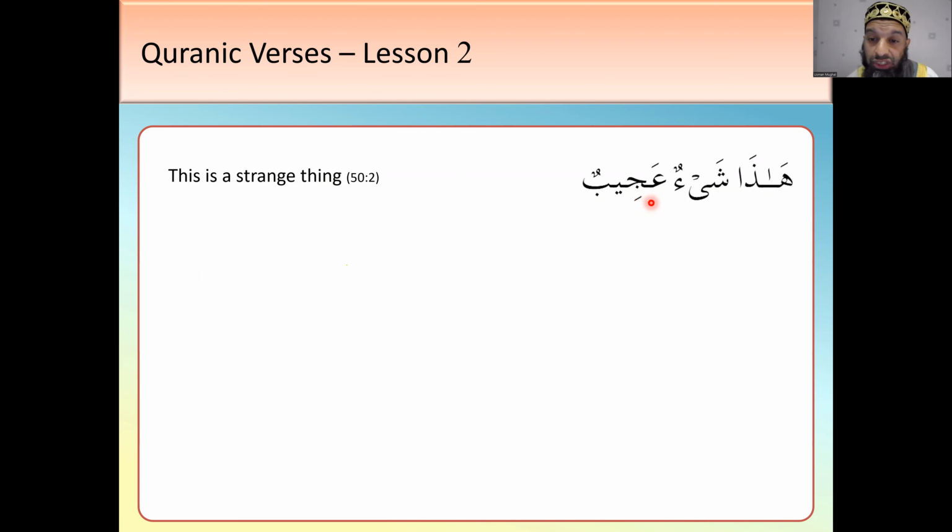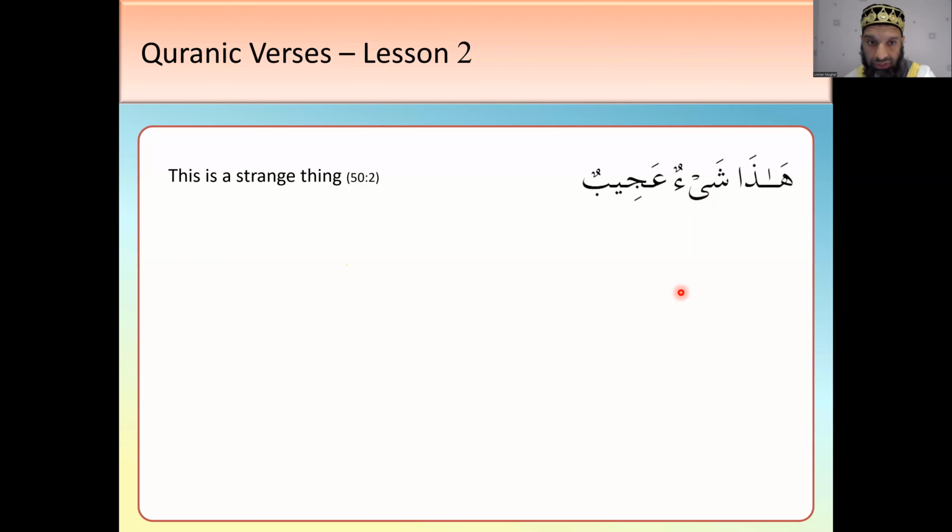So look at this. Shay'un is the thing. Ajibun is the description. Both don't have al. Both end in a double. That's masculine. So hadha shay'un ajibun: this is a thing strange. The description is coming after the thing it's describing. So it's in the Quran. You can check the verses off.